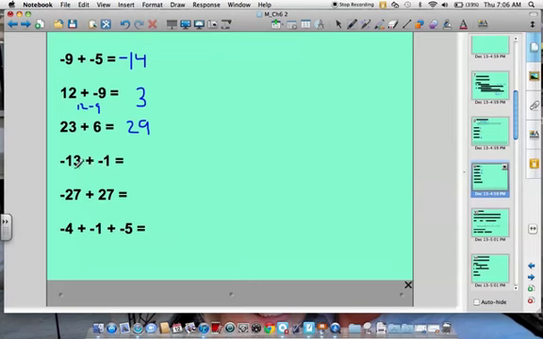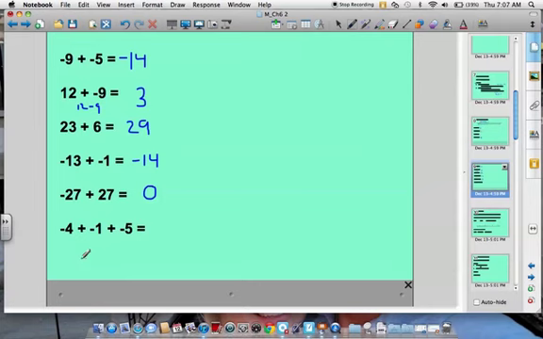Okay, so in this one, they're the same sign. So I just add like I normally would. 13 plus 1 is 14. And they're both negative, so my answer is negative. In this problem, they're different. One's negative, one's positive. So I subtract. 27 minus 27 is 0.